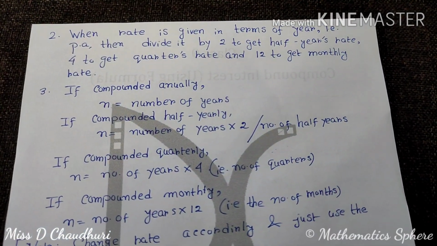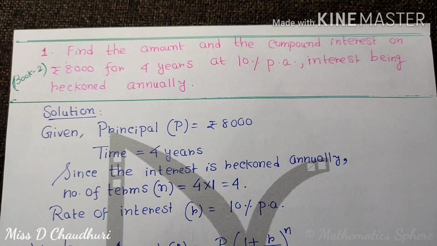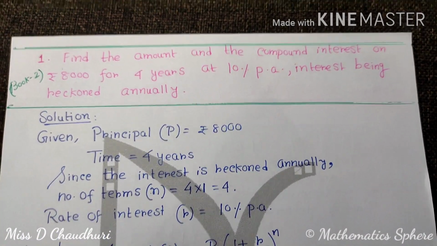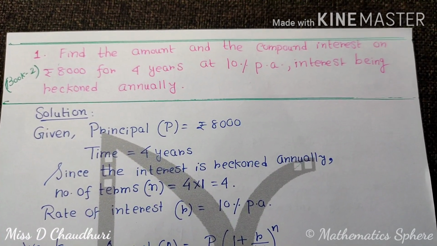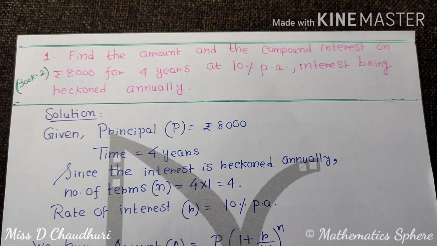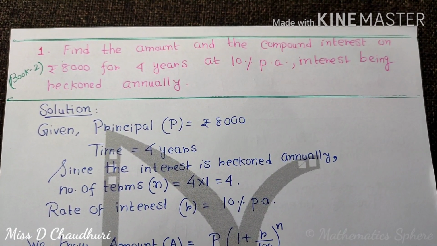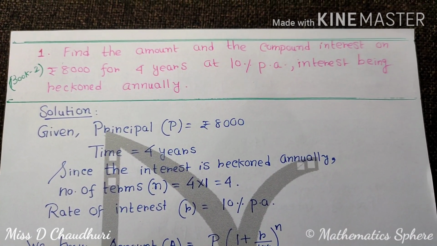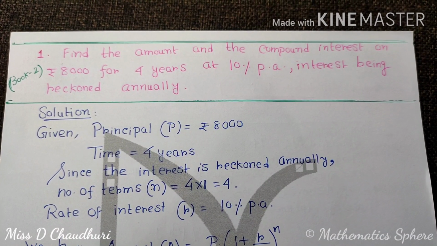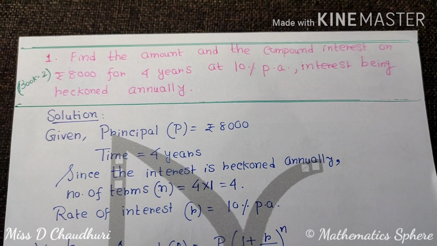Now let's come to the questions. In this question, this is a very basic question, just for your idea. You have already learned this type of sums in class 8 also, but you will have to get an idea of the same. So see what they are telling. Find the amount and the compound interest on rupees 8,000 for 4 years at 10% per annum, interest being reckoned annually. So what will be your first motto?